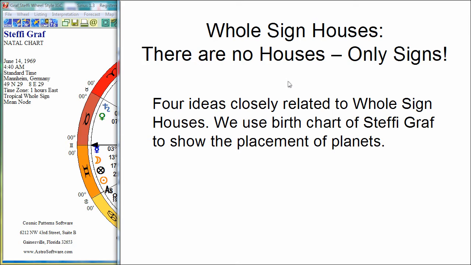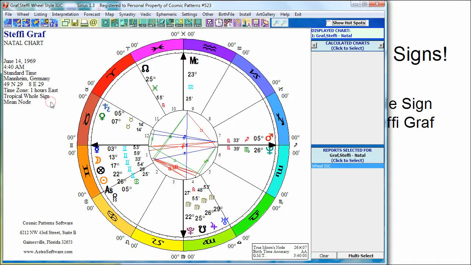Here's the idea. There are no houses. I mean, in a way, you could say house systems don't exist. There are just zodiac signs. So you can look at the houses as really just meaning relative signs, right? So if you're in the sign of Leo, you're in the third sign relative to the sign that the ascendant is in. So the ascendant is in Gemini, and Leo is simply the third sign relative to the ascendant.